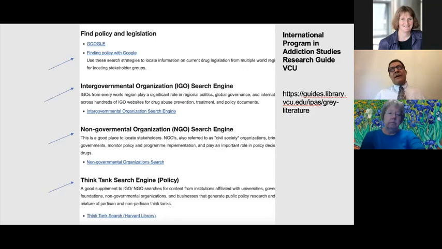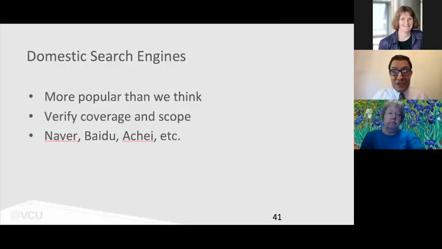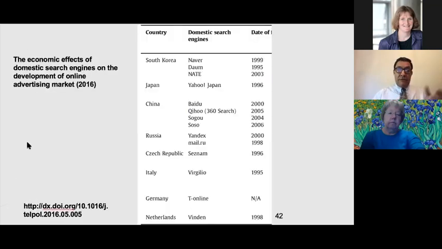I'm going to move now into an often forgotten set of tools that connect to global research, and that is domestic search engines. They are more popular than we think, okay? My advice is just try to verify the coverage and scope whenever possible. I assume that if you're going to use domestic search engines, you know the language of these worldwide domestic search engines, which are not just 2 or 3, by the way. These are the most popular: Naver, Baidu, Achei, South Korea, China, Brazil, okay? Here's a list. This is an article from 2016, and there are quite a few here that have been around for a long time. And again, they could also complement your search, okay?